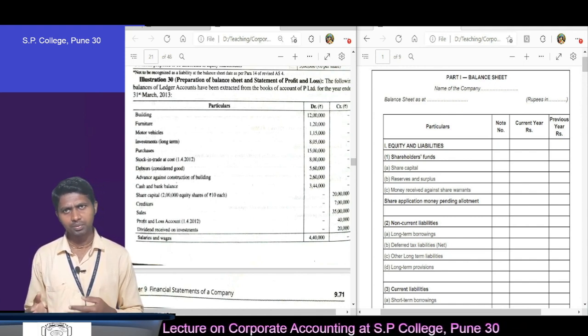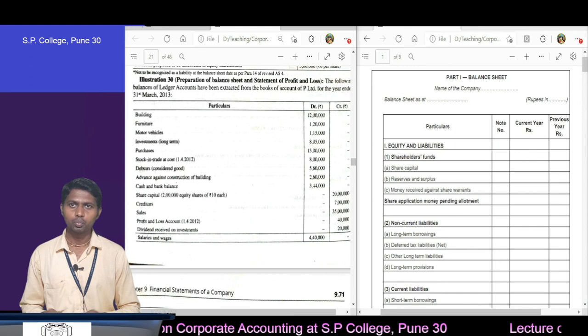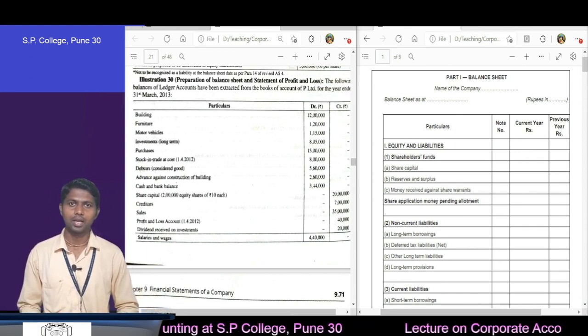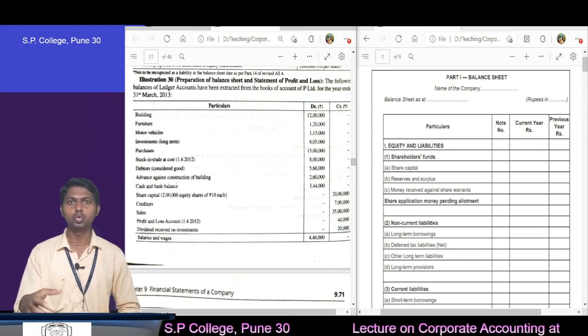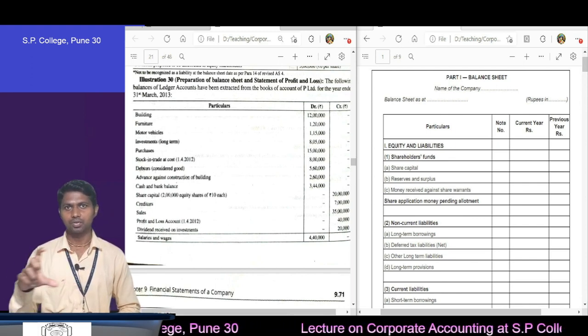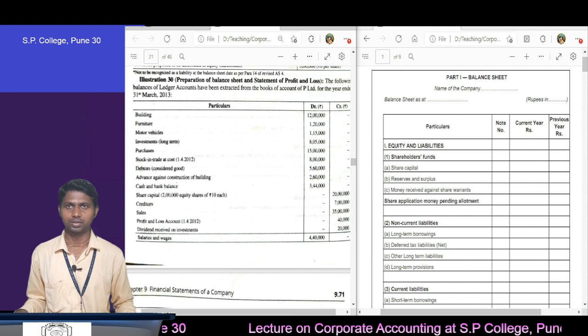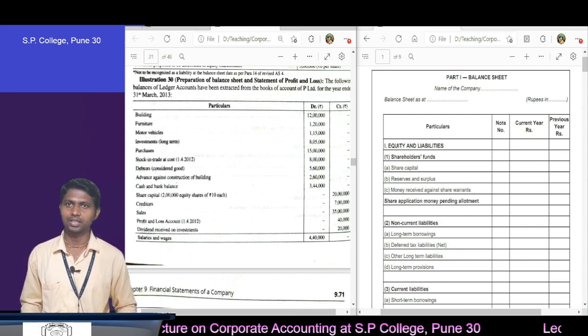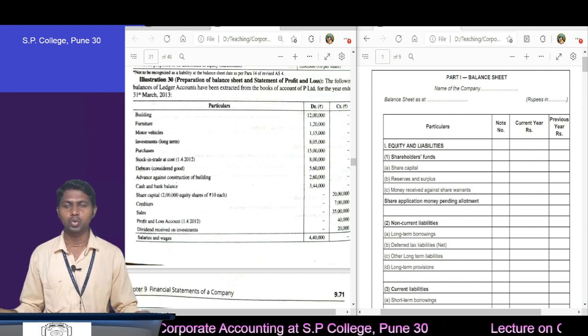How to solve the problem, that you know. For solving you must have Schedule 3 with you. Without Schedule 3 you cannot solve. In Schedule 3 what you must have? You must have Part 1, Part 2 and notes to accounts. Part 1 is talking about the balance sheet, Part 2 is talking about the profit and loss, and Part 3, or we can say notes to accounts.